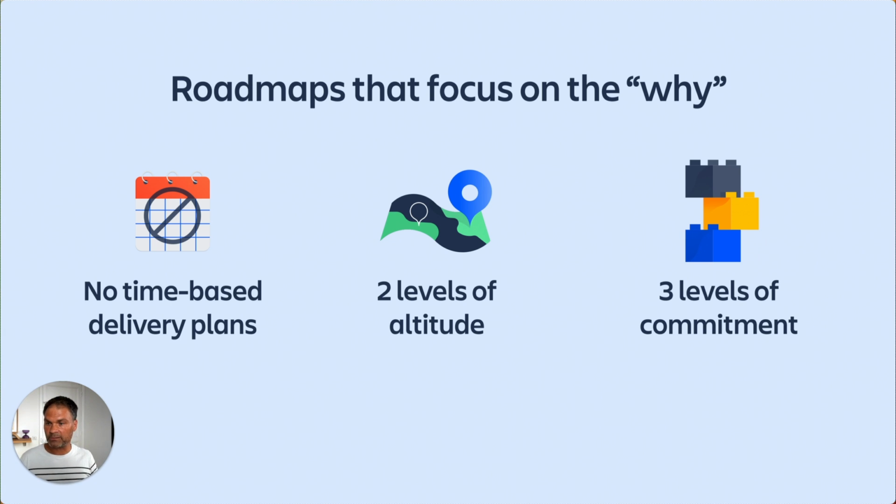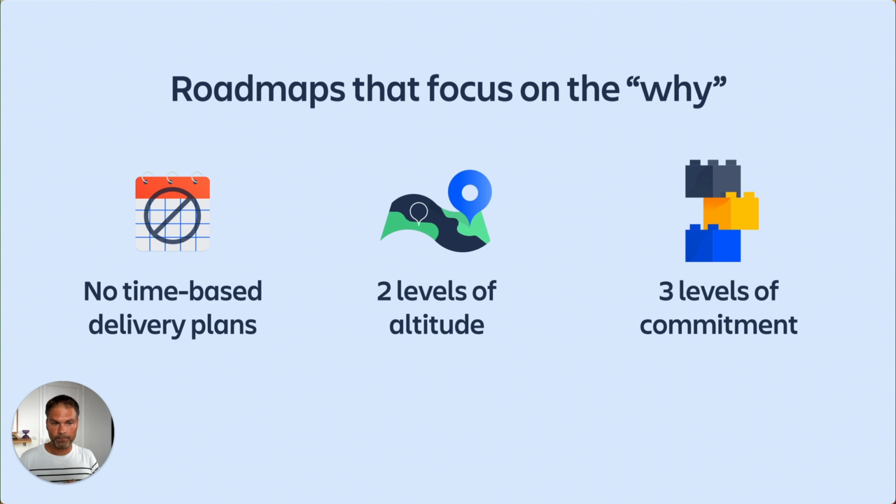Instead, we have roadmaps that focus on the why. We try to really explain via those roadmaps why we are focusing on something, what's the benefit that we expect to get out of it, and what are the things that we're going to try to make it happen. So for that, we've got 2 levels of altitude.